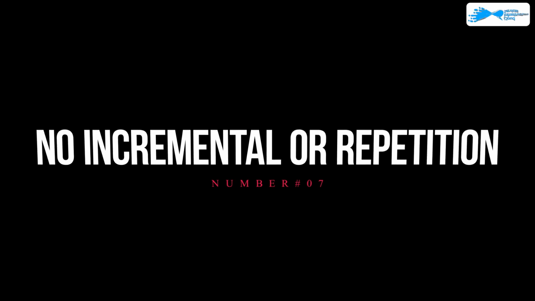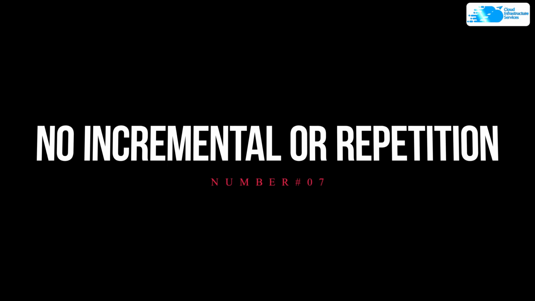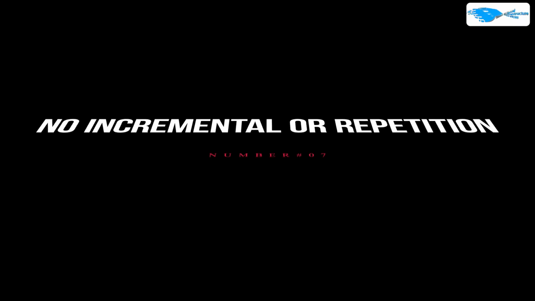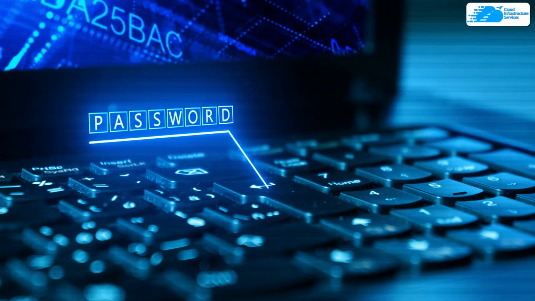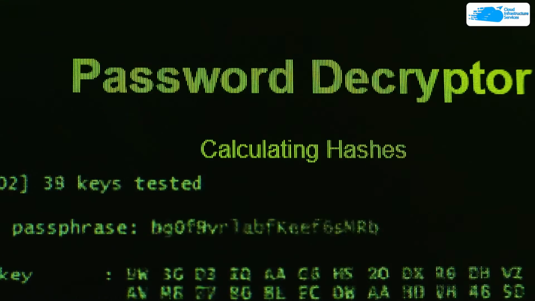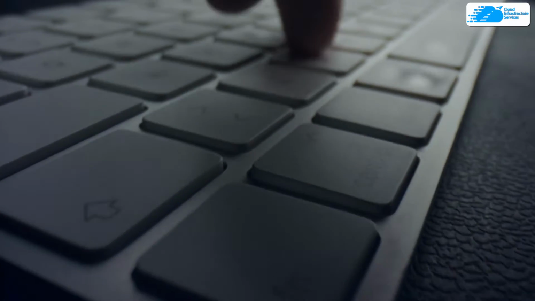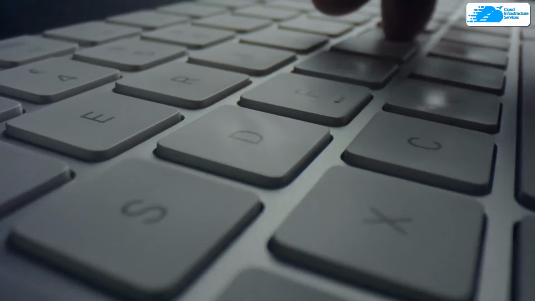Now at number 7, we have restricting the use of incremental or repetitive characters in passwords. For example, a password like 1, 2, 3, 4, 5, 6 or a password containing the part A, B, C, D, which are incremental, is very prone to be breached. So NIST recommends that you limit or restrict the user from doing such things in the password.